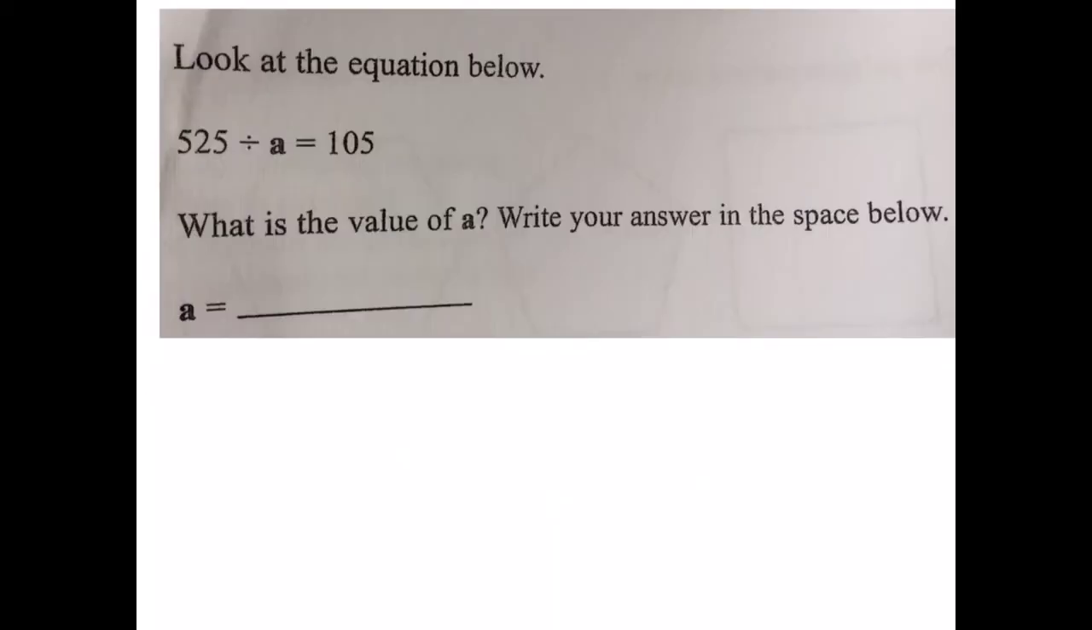Look at the equation below. 525 divided by 9 equals 105. What is the value of A? So missing number in the middle, so we must carry out a little fiddle. So we would be left with A equals 525 divided by 105. Now this is quite a tricky division sum, so let's carry out some repetitive addition.